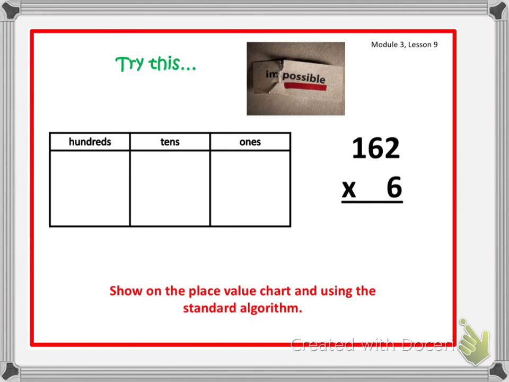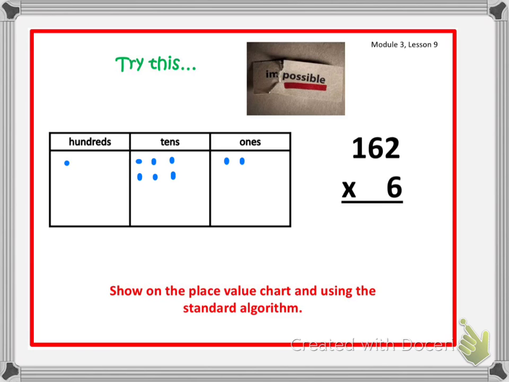Alright, just to get ourselves started, we'll go back to that place value chart and do 162 times 6. So let's set that up. We have 1 in the hundreds, 6 in the tens, and 2 in the ones. But we have 6 groups of that because we're multiplying by 6.